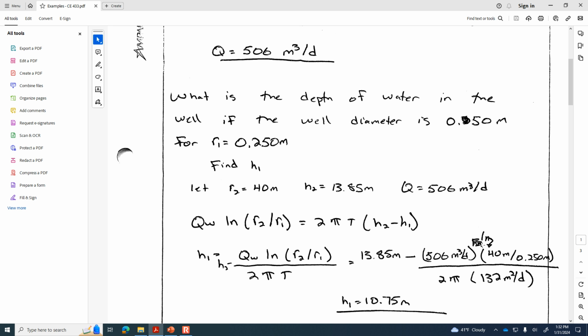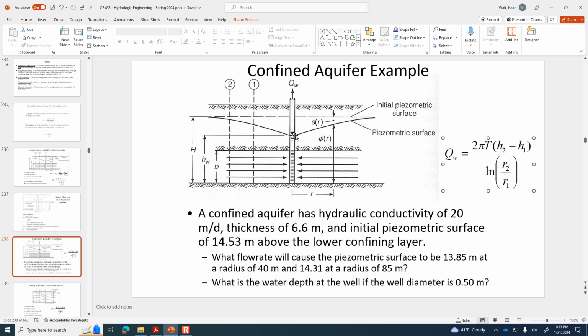All right. So there's a curve. The water surface is a curve. And so far between these two examples, we identified 3 different points along that curve. We identified the location right at the well itself, where the water height was 10.75. And then 40 meters away, the water height was 13.85. 85 meters away, the water height was 14.31. And if we keep going further and further, eventually the water is going to get up to 14.53 meters. You don't have to go infinity meters away.